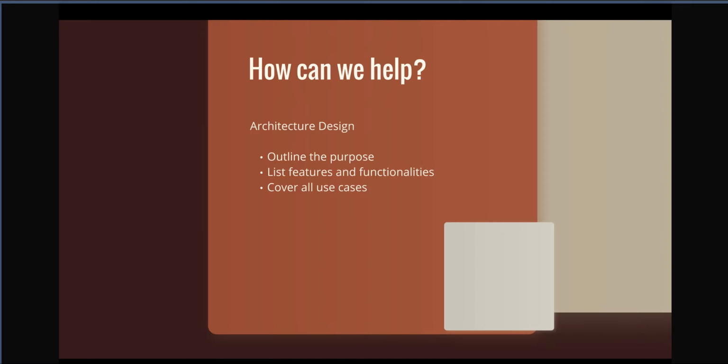We need to clearly outline the purpose of the suite app and the problem or the gap that the suite app is trying to solve. We should be able to list down the features and functionalities that should be included in this suite app, and the core problem that the suite app is trying to address. Now, we have to design the architecture of the suite app in such a way that all the use cases are covered in an efficient way.